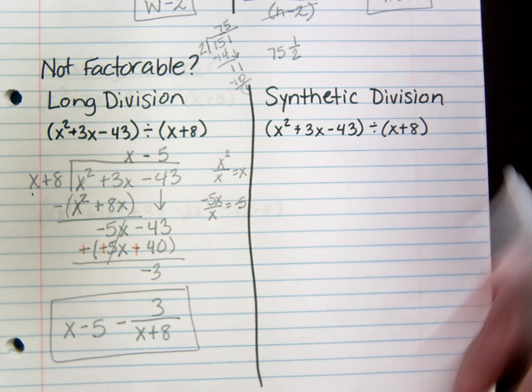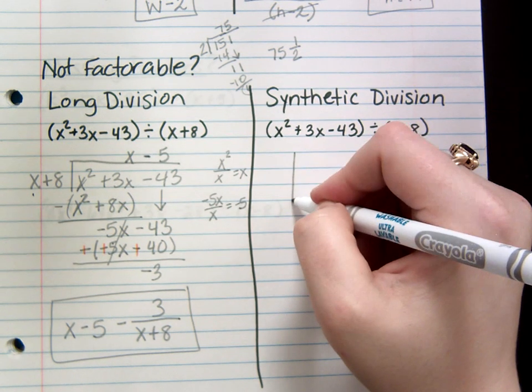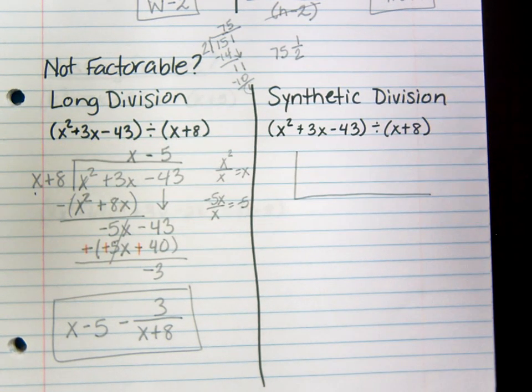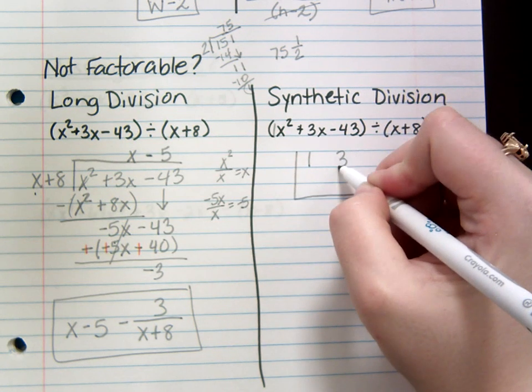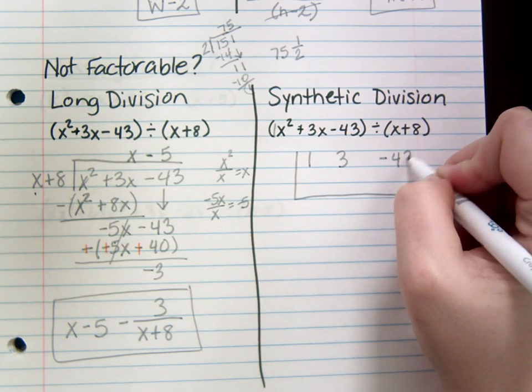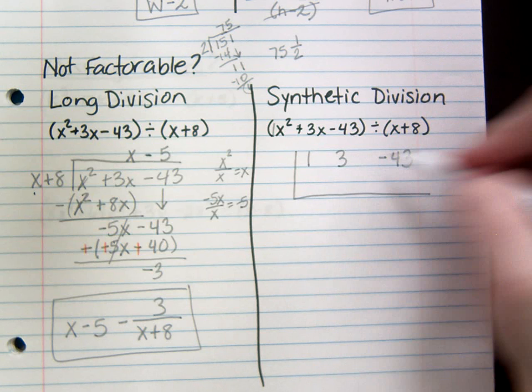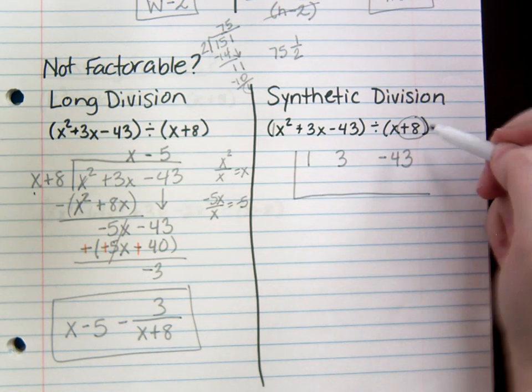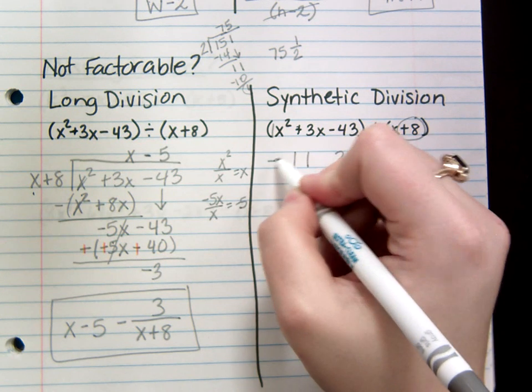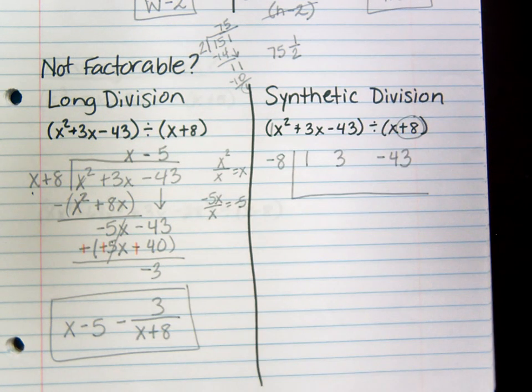This is how you do it. You start with your division symbol like this, but you flip it upside down, and you put your coefficients inside on the top. So it's 1x cubed, 3x, and negative 43. I'm not bringing down the x's, just the coefficients. On the outside here, you take this number and change the sign. So negative 8.